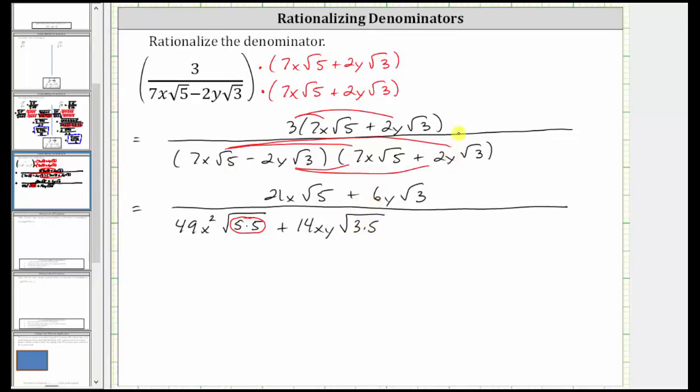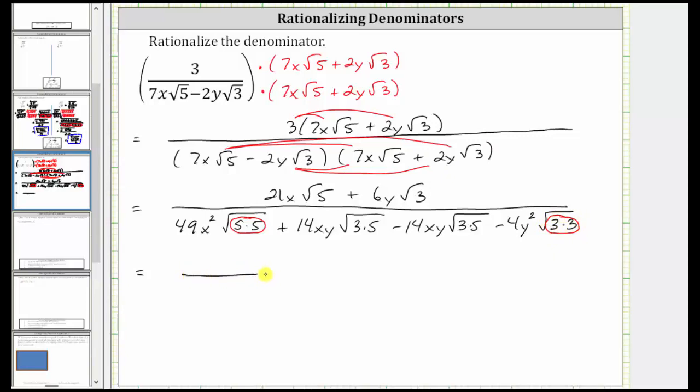For the next 2 products, we distribute negative 2y square root 3. Negative 2y square root 3 times 7x square root 5 is going to give us minus 14xy square root 3 times 5. And for the final product, we have negative 2y square root 3 times 2y square root 3, which gives us minus 4y squared times the square root of 3 times 3. And because the radicand is 3 squared, this will also simplify in the next step.